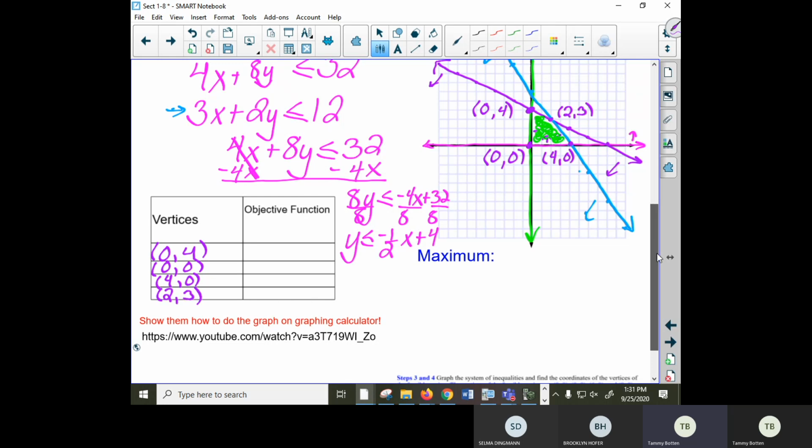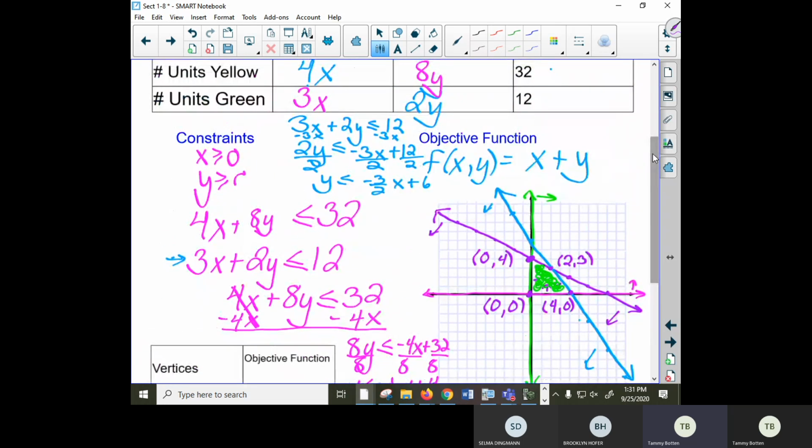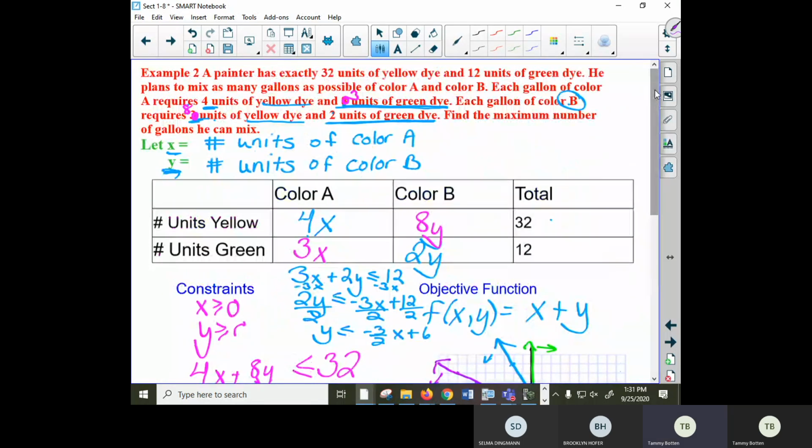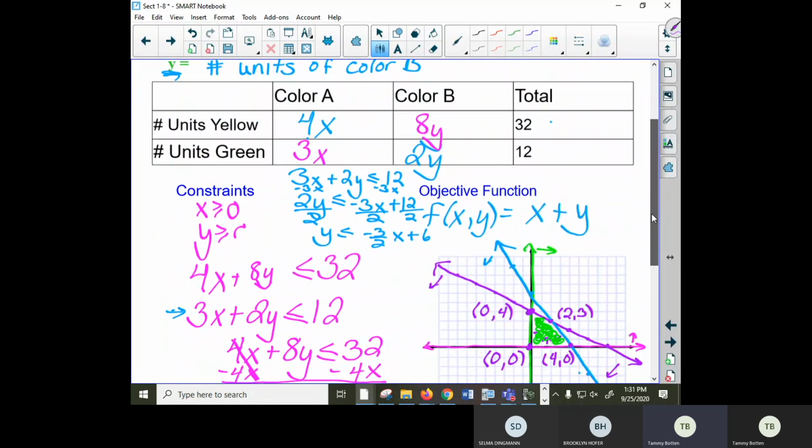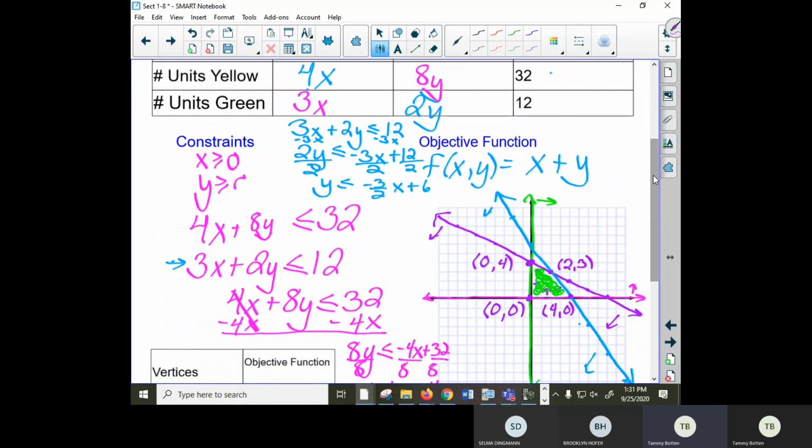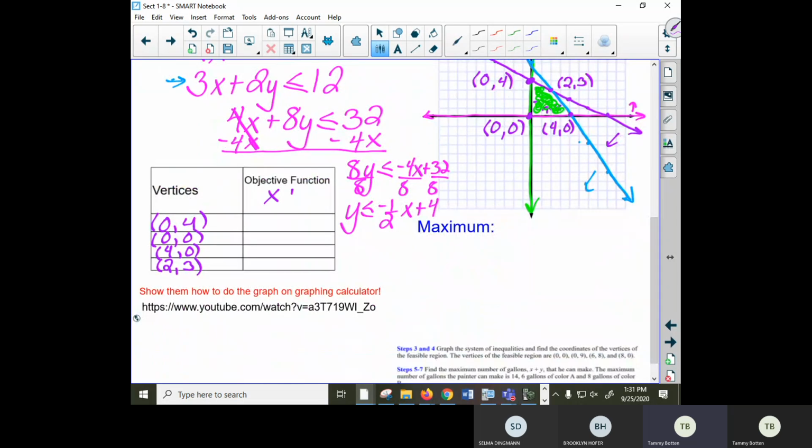And in this one, what we did is we just want to know the maximum number of gallons he can mix. So our function here was just x plus y. So all we have to do is add. 0 plus 0 is 0. 4 plus 0 is 4. 2 plus 3 is 5. Our maximum amount that we can make with that dye is 5 gallons.